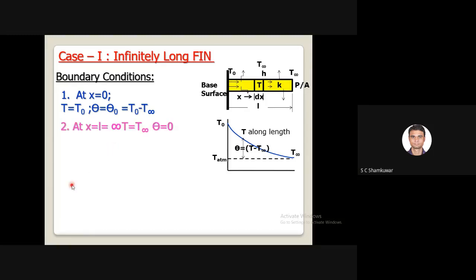Then what is the second boundary condition? At x is equal to L. L is the length. Now what is the length? The length is infinity. So what will the temperature be? The temperature is equal to T infinity. Are you getting it? So what will theta be? Theta is the excess temperature above atmospheric temperature. But now at infinity, the temperature is equal to atmospheric temperature. Therefore, theta is equal to 0. Understood?